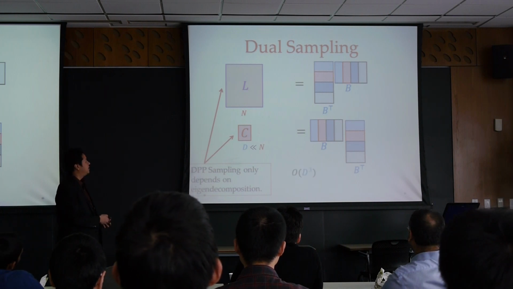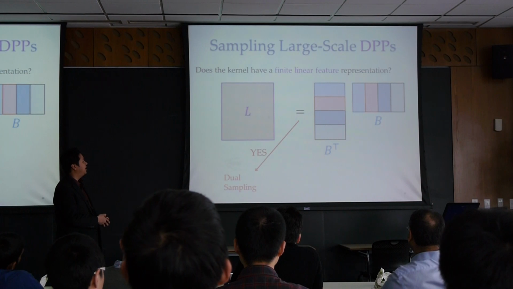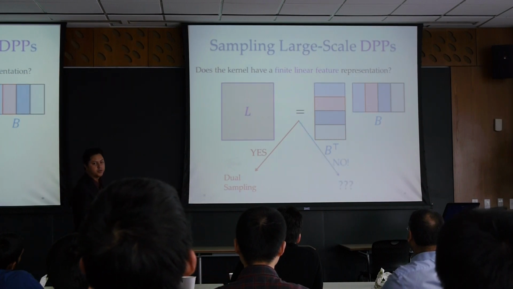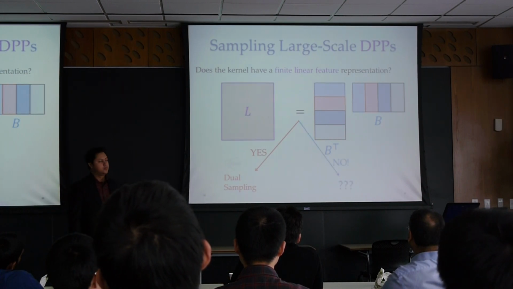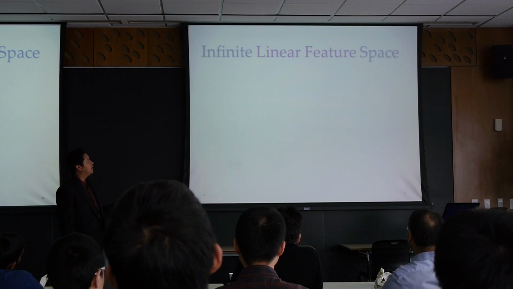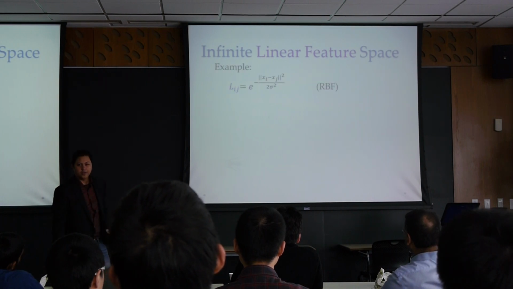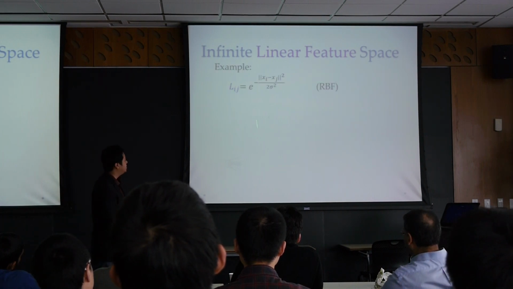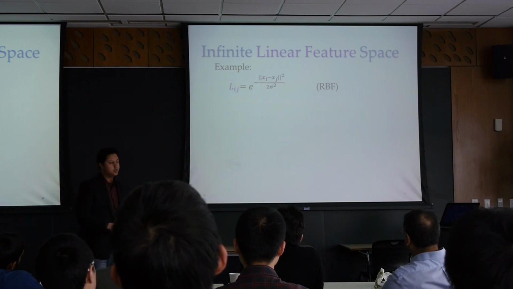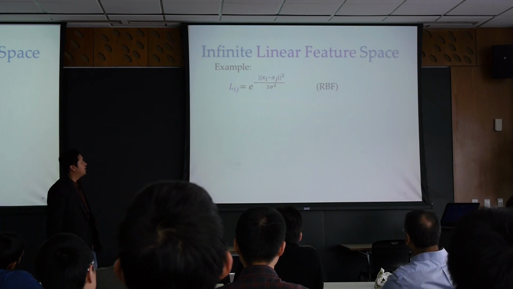It's pretty nice, but the idea is, what if you don't have such a structure, right? So, for example, I'm going to give you a standard example of what we do in DPP, which is the RBF kernel, right? So it's just the Gaussian RBF kernel.